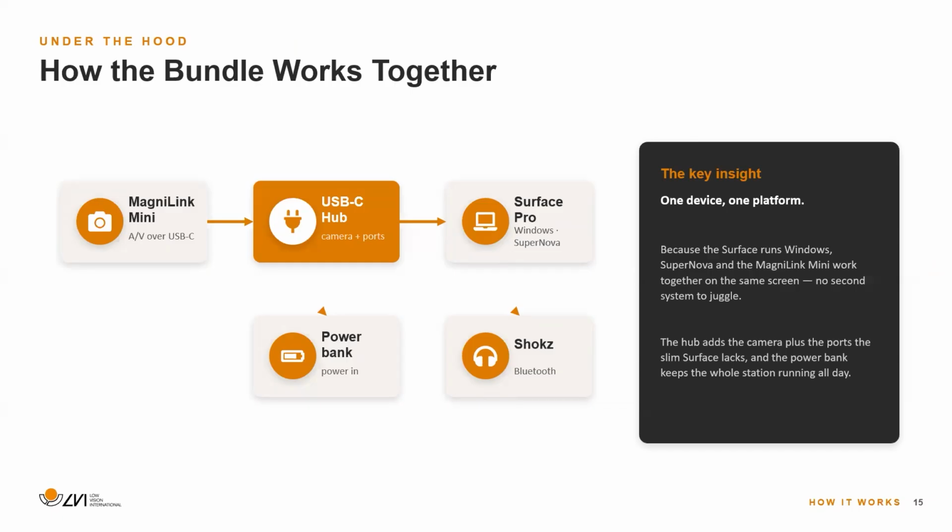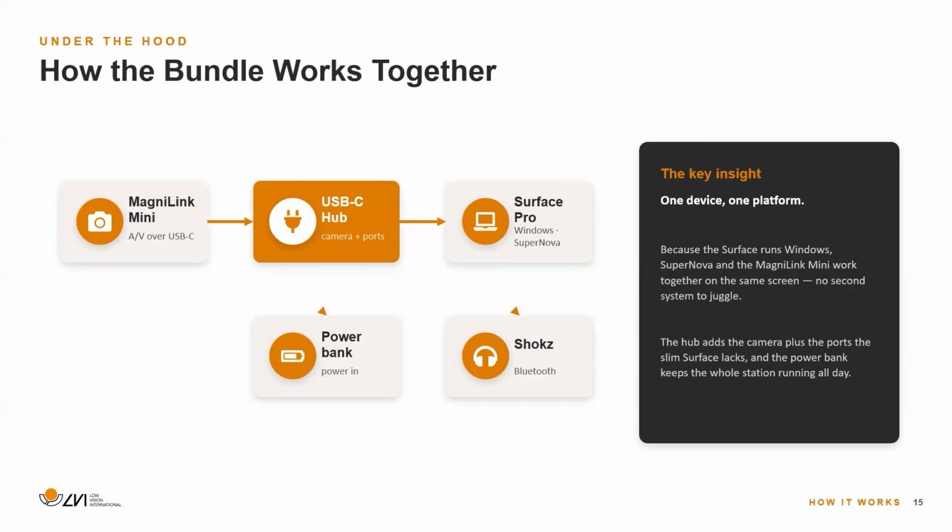So how this is all going to work together, if you've got a hub, you can plug the Surface into the hub in one spot. You can plug the MagnaLink Mini in, and then you'll also have a place to plug in your power. You might also even have a slot to charge your aftershocks if you need to. So this isn't a complex bundle to set up at all.